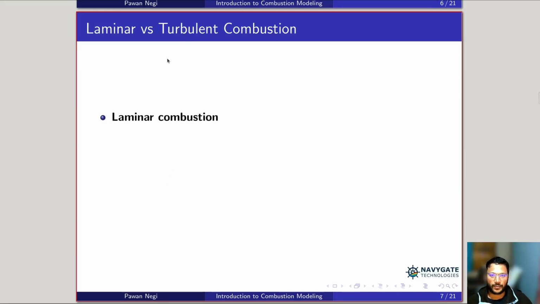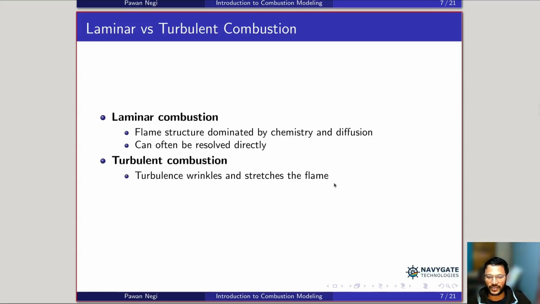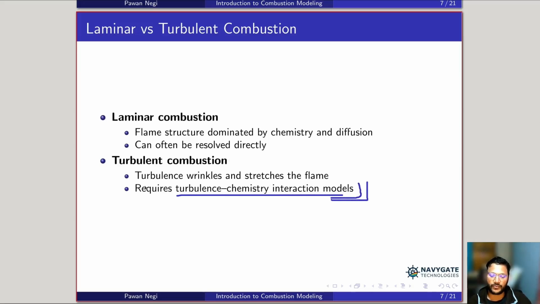There are two kinds of combustion. First one is laminar and then turbulent. In laminar combustion, the flame structure is dominated by chemistry and diffusion, and you can resolve it directly because the flame structures are dominated by chemistry. You can directly resolve it. But in turbulent combustion, you have turbulent wrinkles and stretches in the flame, and this requires turbulence-chemistry interaction models. We'll also see how we can model this when we are modeling the flame speed and how the flame is evolving with time in between the unburnt and burnt region.